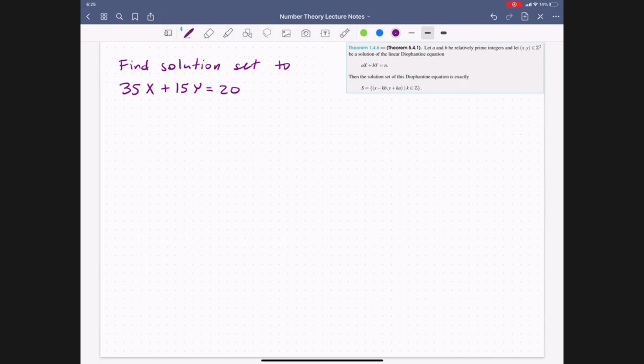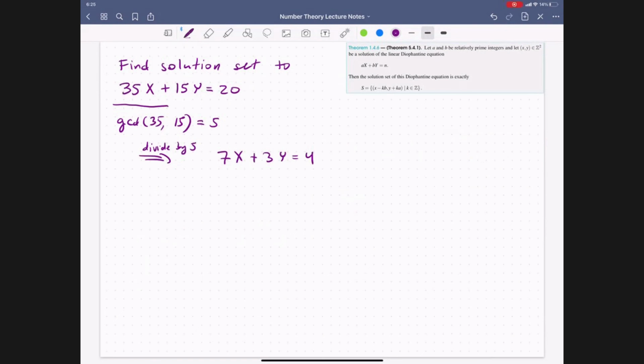Alright, so let's go and consider another example. Here we have 35x plus 15y, but now it's equal to 20. And we want to find the solution set. So if we take the GCD, this is different than the last example to some degree, but not so much. We have 35 and 15. This, of course, is going to be 5. So if we divide that equation by 5, we will get 7x plus 3y, but now it's equal to 4.